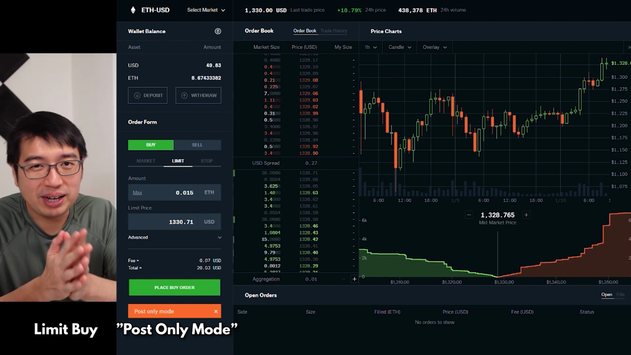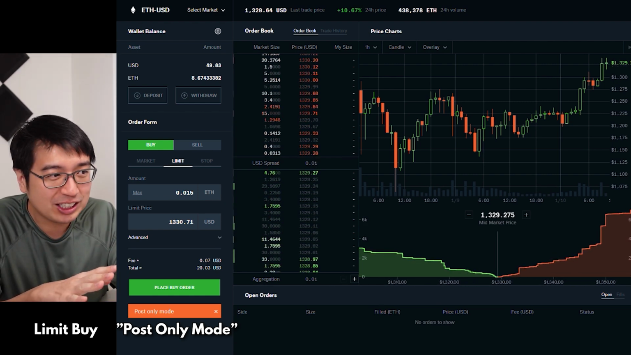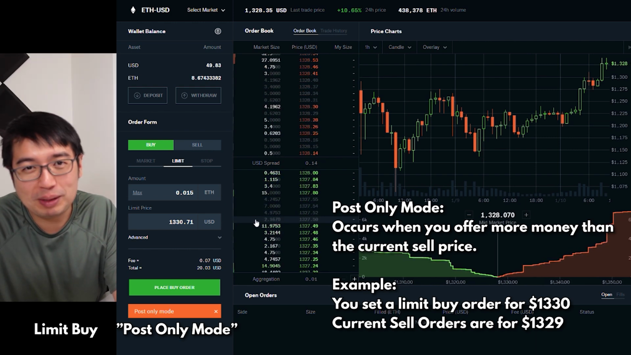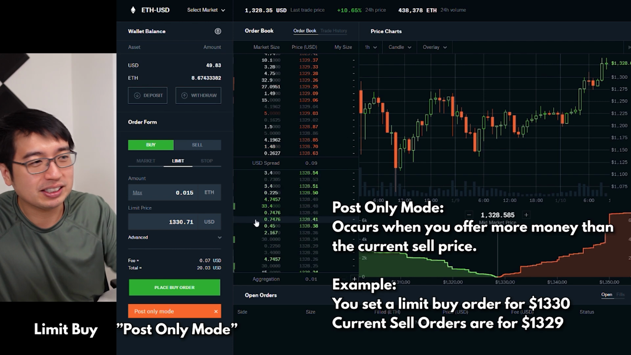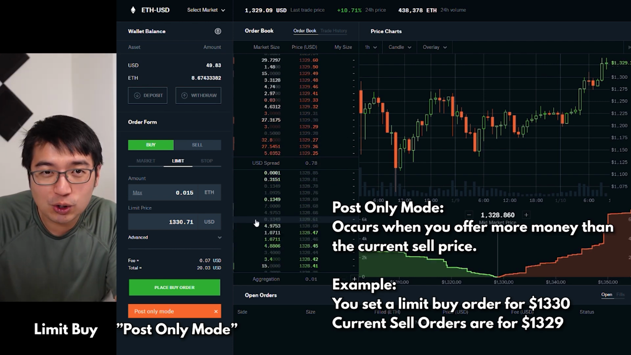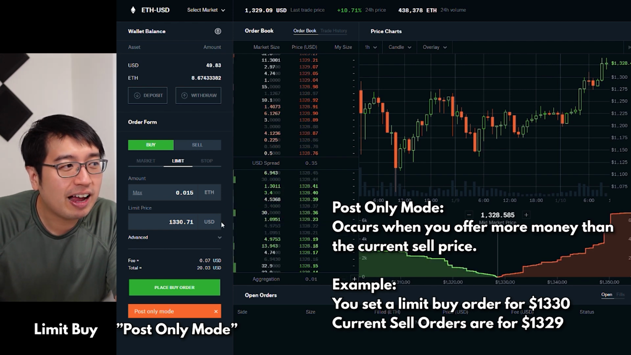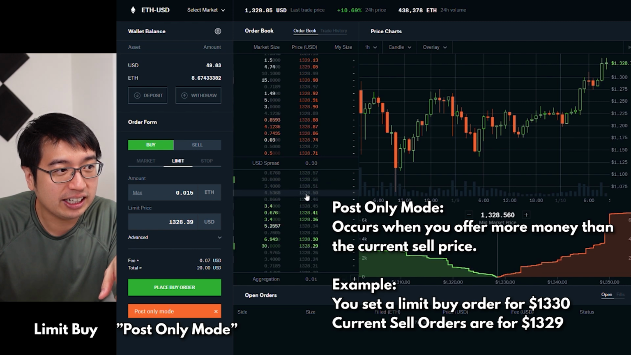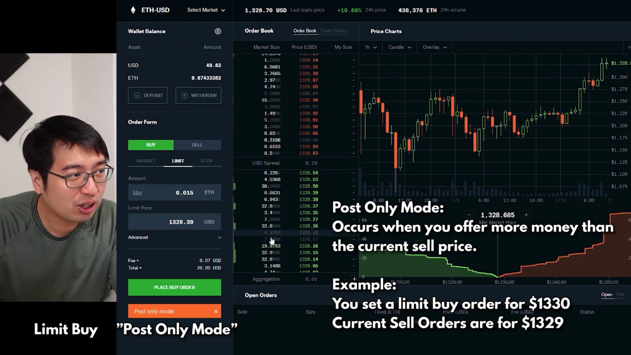So this brings me up to my next point. A lot of people do get this post only mode. Basically, you're offering more money than what people are selling for, because the price is fluctuating very quickly. To get out of that post only mode issue, you're just going to have to change your limit price. So I'm going to change my limit price by selecting a lower value right now.